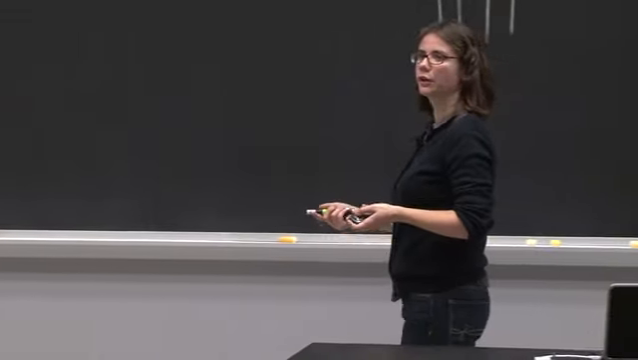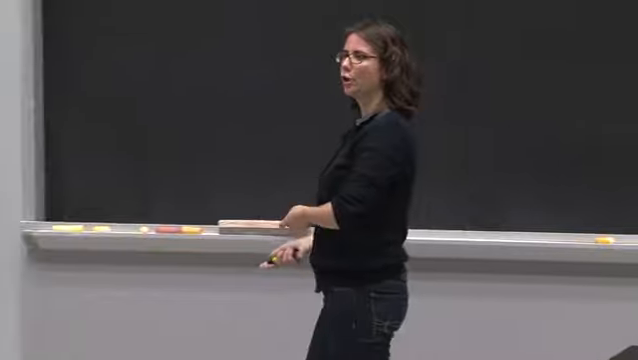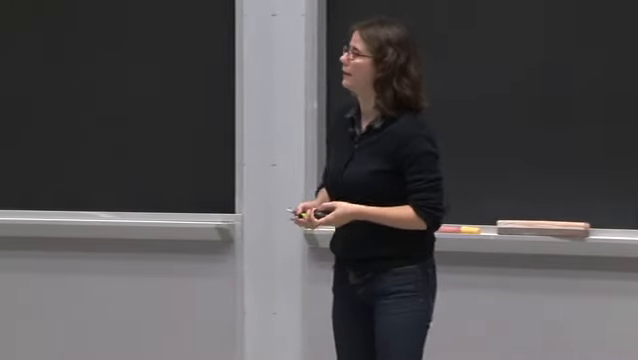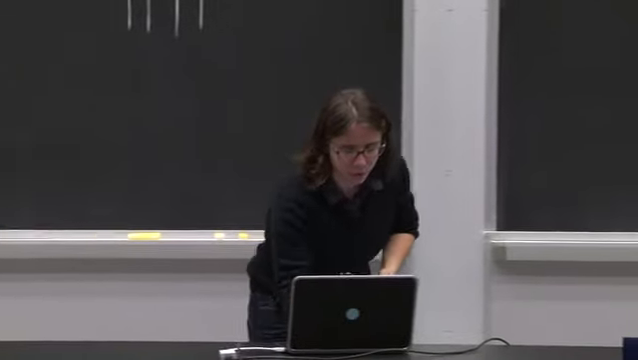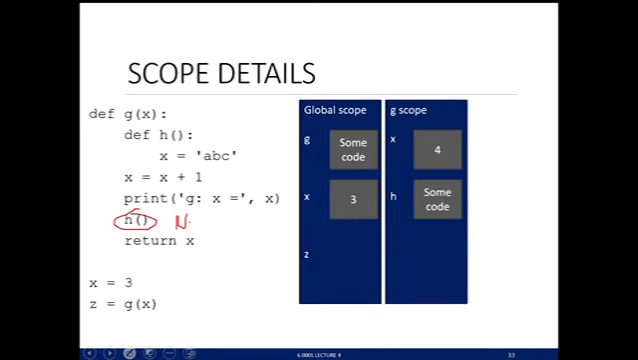As soon as h returns, we're going to get rid of that scope and all the variables created within it, and we're done with h. So now we're back into g. We just finished executing this, and it got replaced with None. We're not printing it out, so this doesn't show up anywhere. It's just there.